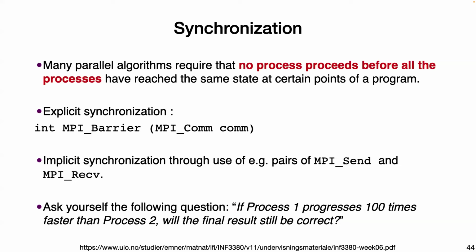And then, how do you tell if you need a barrier? You can ask: if process one is way faster than process 2, is the final result still correct?